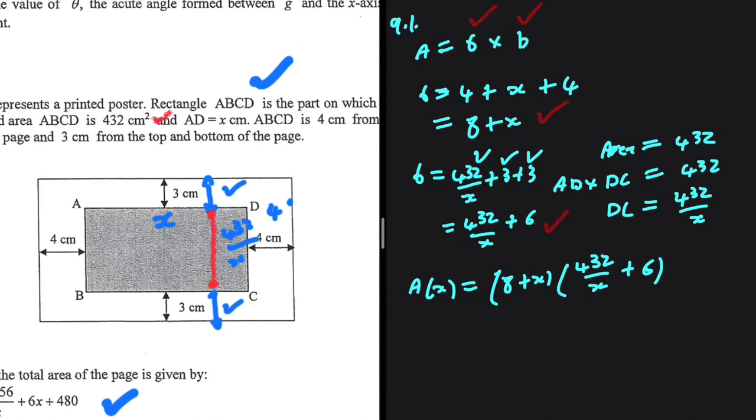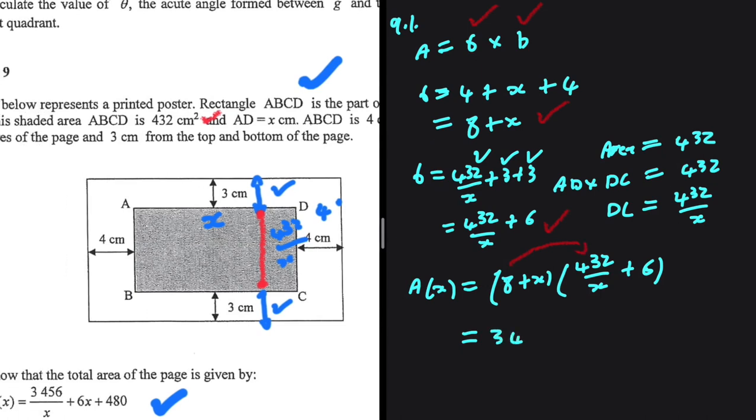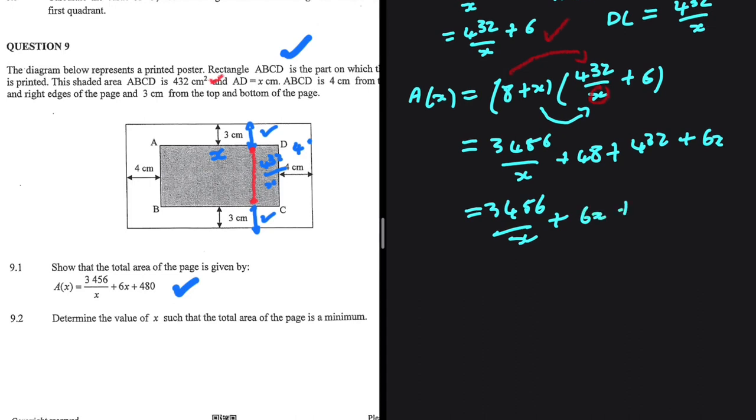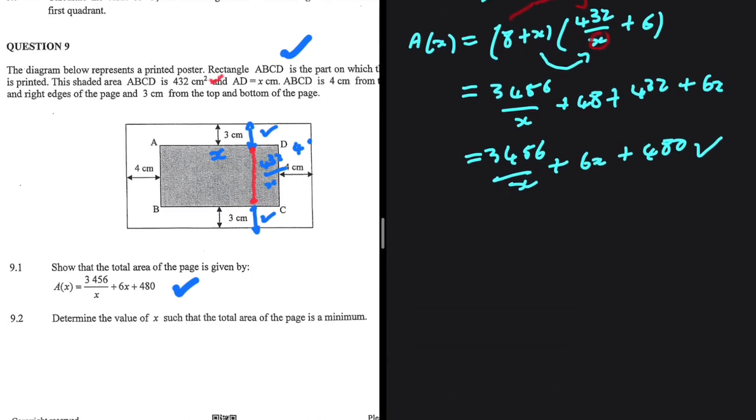So we just have to multiply these two brackets. 8 multiplied by 432 is 3,456 divided by x. And then 8 multiplied by 6. What is 8 multiplied by 6? That is 48. So we have plus 48. Now we multiply x by 432 over x. We're going to get 432. There's this x on the denominator, so they will cancel out. Plus 6x. So this will be equal to 3,456 divided by x plus 48. 48 plus 432, that is 480. So we're going to have 6x plus 480. This is exactly what we are required to show.